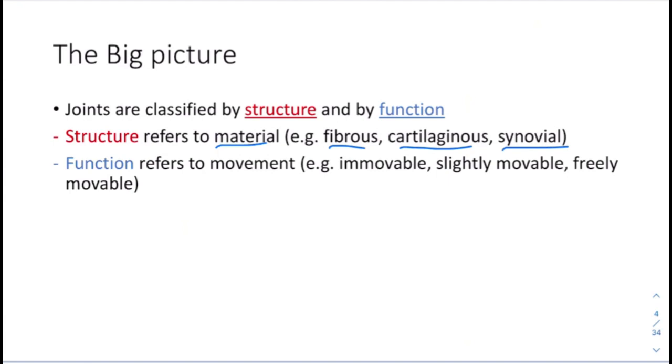And then we have something called the functional classification. The functional classification refers to the movement that's allowed at the joint. So the degree of movement at the joint is the functional classification. So we have immovable joints, joints that can't move. For example, the sutures between the bones of the skull are immovable joints. We have slightly movable joints, like the intervertebral discs, which connect the vertebral bodies. They are slightly movable. And we have freely movable joints, like the shoulder joint and the knee joint, and the hip joint, and so on.